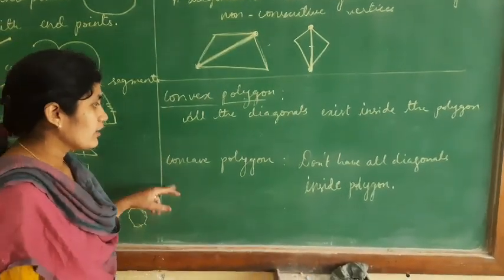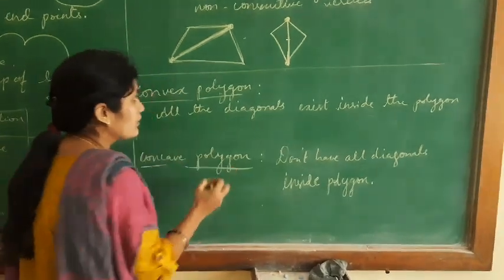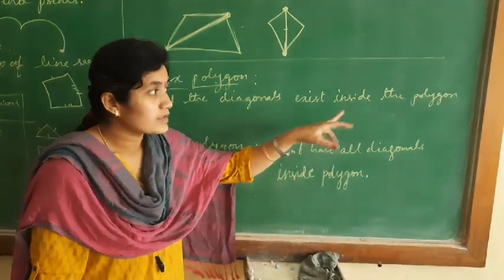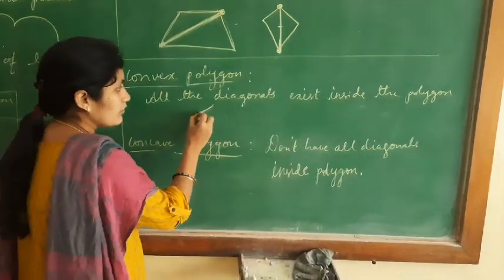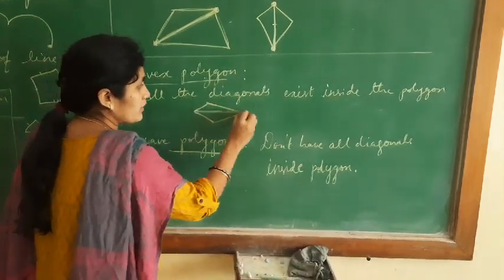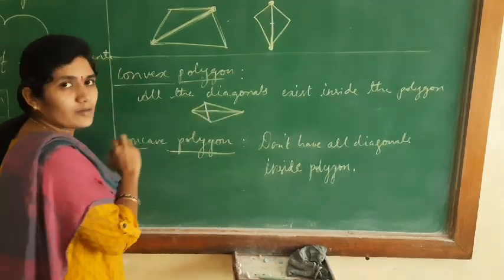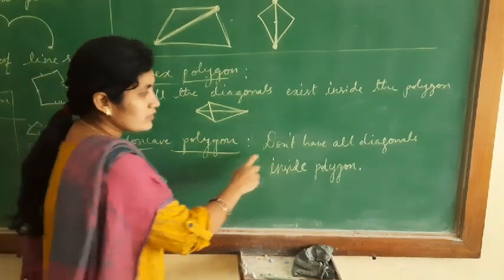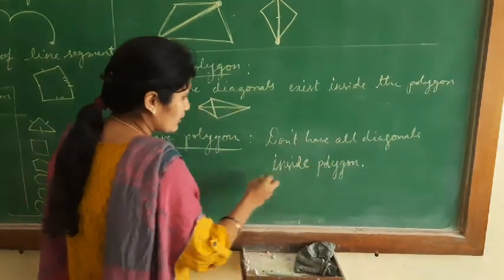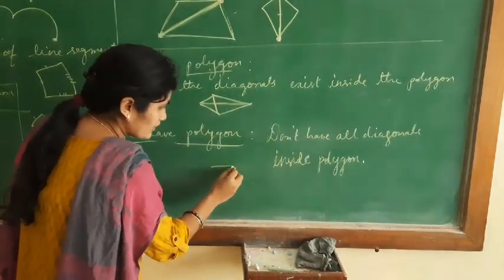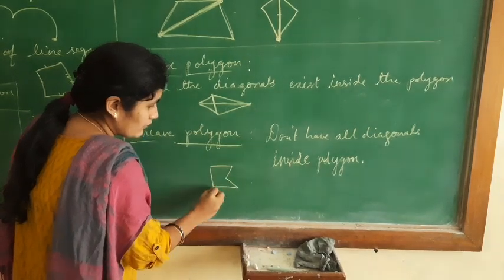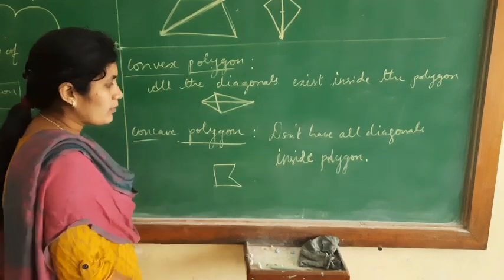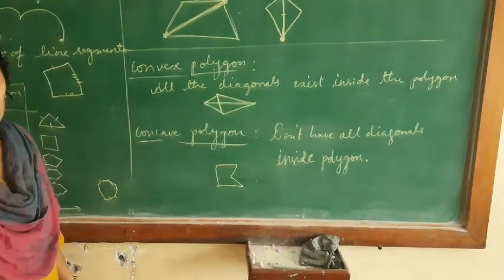First, in the polygon there is again a specification: convex polygon and concave polygon. There are two kinds. First one, convex polygon: all the diagonals exist inside the polygon. That means once you draw a polygon, the diagonals must exist inside the polygon. Those are called convex polygons. Concave polygons don't have all diagonals inside the polygon. That means if there is a polygon which doesn't have all the diagonals inside, maybe somewhere in the exterior part of the polygon, such are called concave polygons.